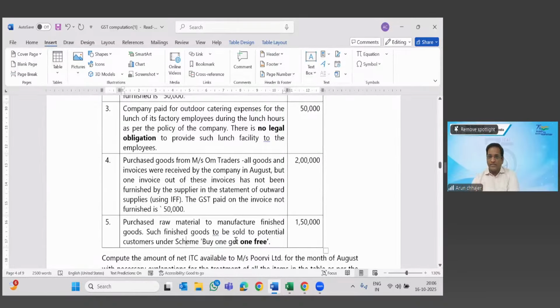Oh, free, no consideration. So Aslesa, do you mean that no ITC would be available? Can I say this? Shraddha, you are also agreeing that no ITC would be available?